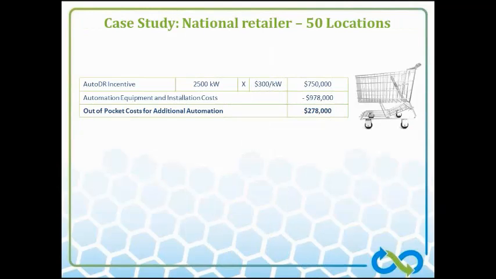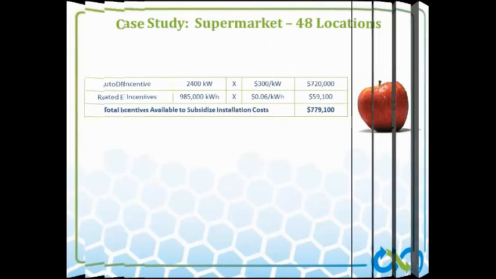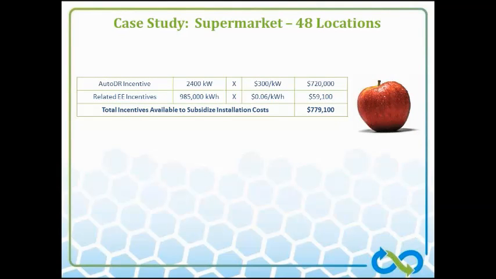This is for a national retailer with 50 locations across California, each dropping 50 kW. So 2.5 megawatts spread across at $300 per kW. Brought $750,000 in incentives to pay towards this close to $1 million project. Which the math is wrong there, so $228,000 out of pocket.